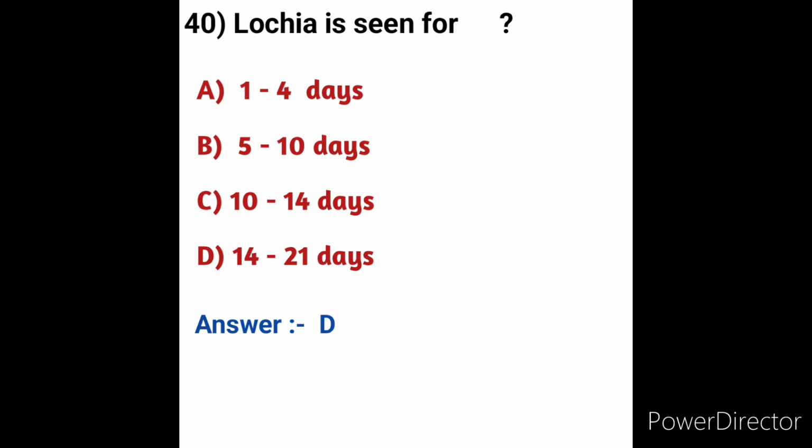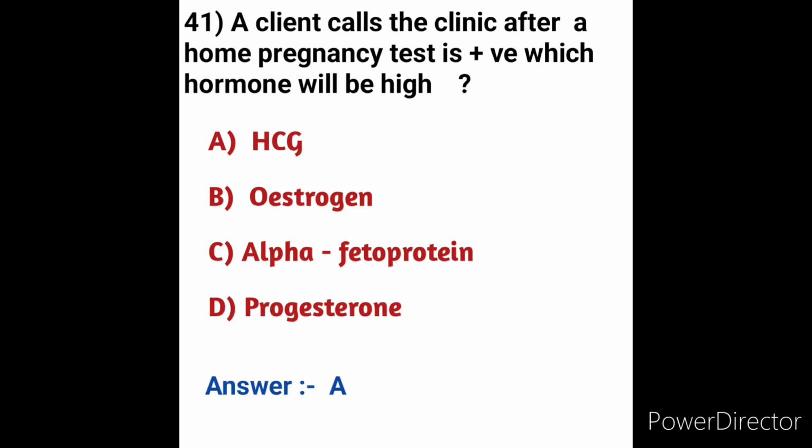Next, move on to question number 41. A client calls the clinic after a home pregnancy test is positive. Which hormone will be high? It means the patient is already at home and the pregnancy test is already positive. Which hormone is high in the pregnancy test? Options: option A HCG, option B estrogen, option C alpha fetoprotein, and option D progesterone. Here in this pregnancy test, the HCG is high, human chorionic gonadotropin.